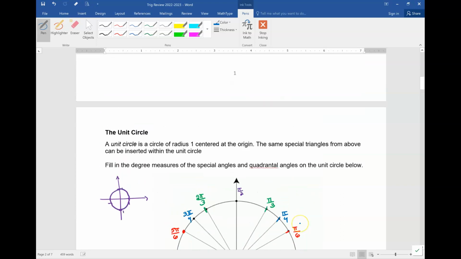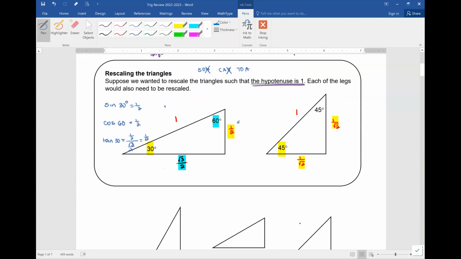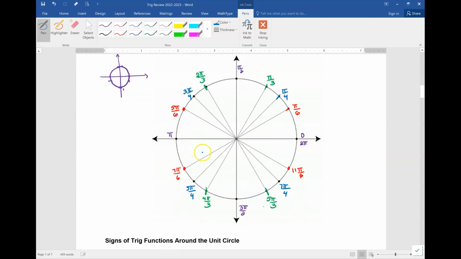So here I talked about rescaling the triangles so that they have a hypotenuse of 1, right? Okay, so why did we do that? Why do we even care about having a hypotenuse of 1? Well, take a look. Remember I said the unit circle is a circle with a radius of 1? So if you look at this, each of these are radii of 1, right? And so now if I wanted to fit a triangle in here, the triangle can only be situated in a way that the hypotenuse will align with one of those lines.